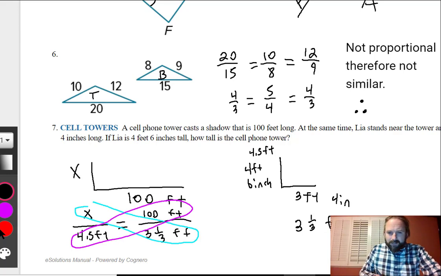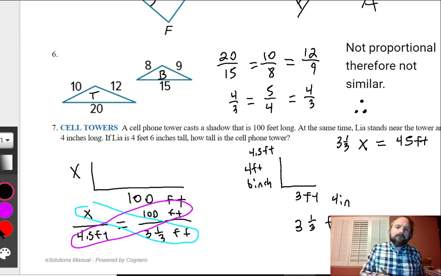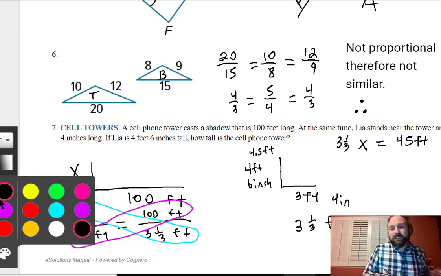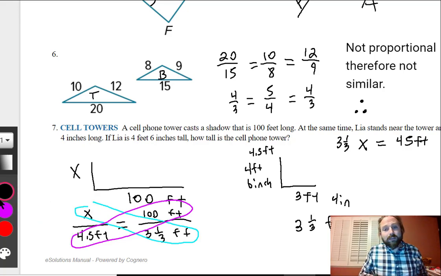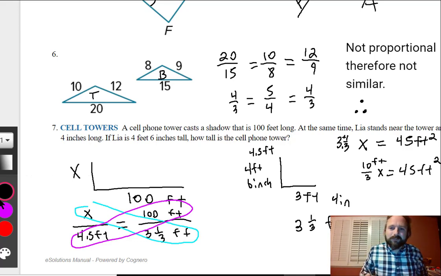So let me write this over here. I get x, but it's going to be 3 1/3 x is equal to 45 feet. Well, now I need to divide by 3 1/3 on both sides, but I don't like that. I'm going to change that to an improper fraction. 3 times 3 is 9 plus 1 is 10. So I get 10/3 x is equal to 45 feet. And technically this should be feet as well. Feet times feet, feet squared. I forgot the squared part.